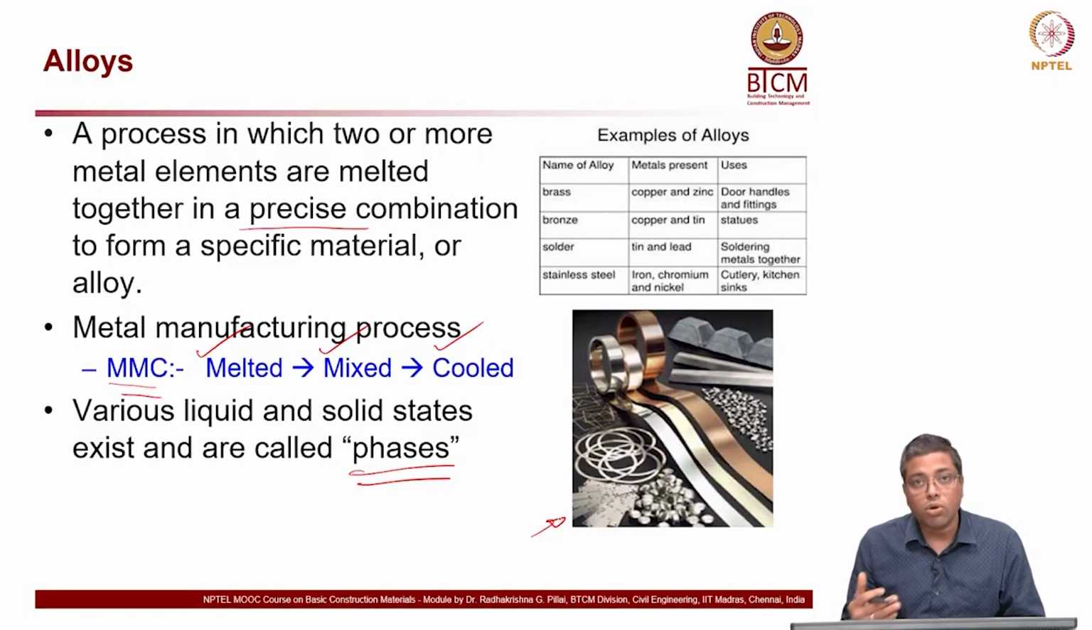It's not that all metals have the same property. Like, all steel need not be of the same nature. Sometimes you will need steel for construction. Sometimes you will need steel which is very ductile in nature, especially when we talk about earthquake resistant structures. We want steel which is ductile in nature. We don't want it to be very brittle.